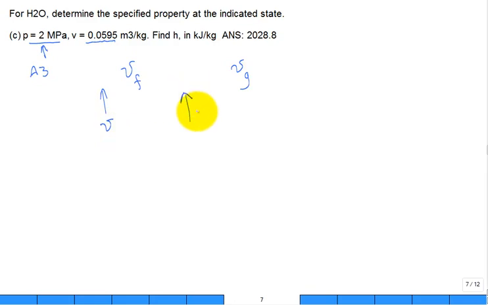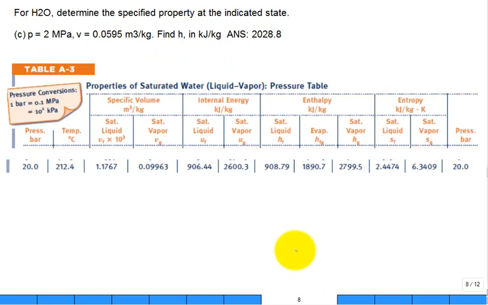Is our given V in between the two values of V sub F and V sub G? Again, this is saturated liquid, and this is saturated vapor. Then it would be two-phase. And if V was greater than V sub G, it's superheated. So two-phase, superheated, and here it's going to be really hard to have it much less than V sub F, but we'll call it compressed liquid. Okay, so let's go to our tables. We'll go to table A3 because it has the pressure as the input in the first column.